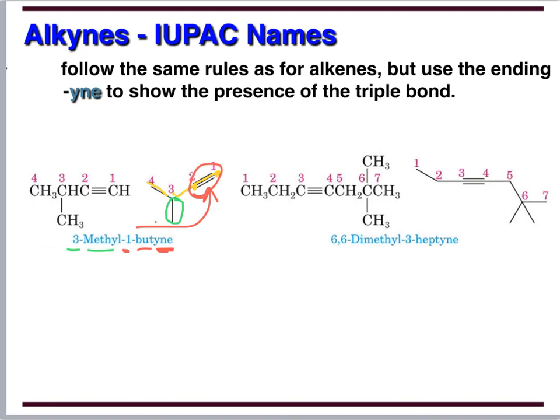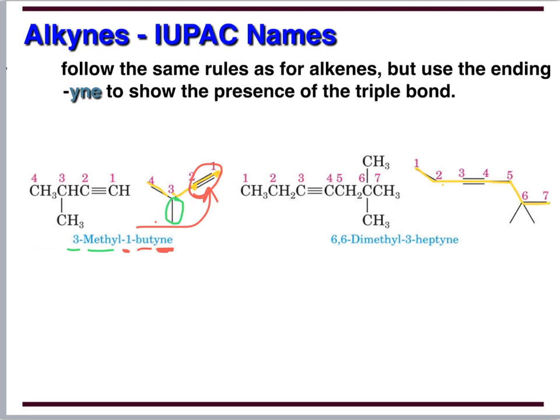Okay, and then again the next one. Longest chain is your first task, so find my longest chain. 1, 2, 3, 4, 5. There's that tricky triple bond again. 6 and 7.